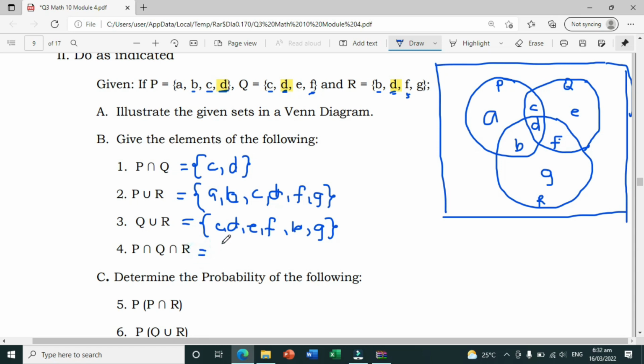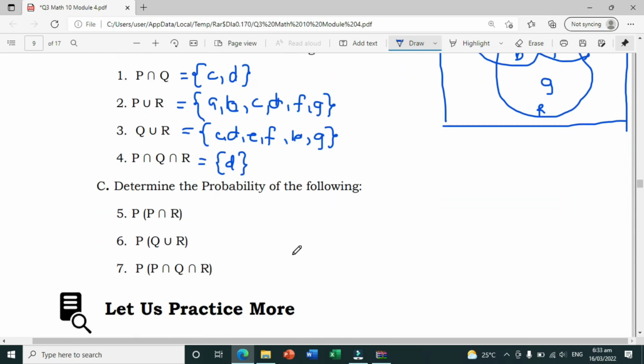While the intersection naman ng sets P, Q, R. So, ano yung common ng elements ng P, Q, and R? So, meron lang tayong isa, which is D. Yan. Okay, so kung tama yung pagkasulat ng mga elements, most likely, tama rin yung pagkasulat natin ng mga probability.